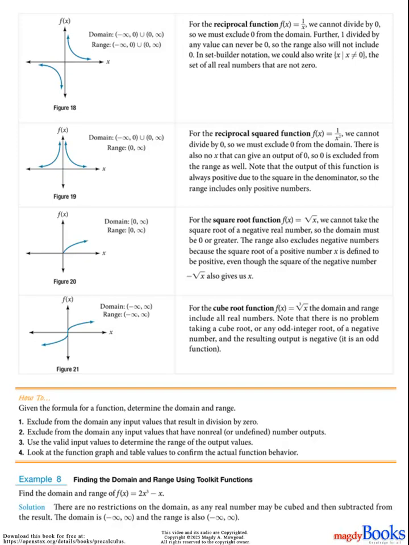Example 8. Finding the domain and range using toolkit functions. Find the domain and range of f(x) = 2x³ - x. Solution. There are no restrictions on the domain, as any real number may be cubed and then subtracted from the result. The domain is (-∞, ∞), and the range is also (-∞, ∞).